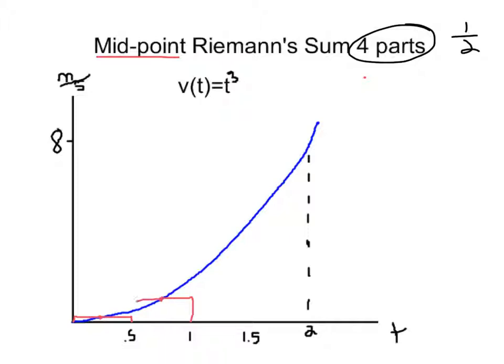So in this scenario right here, it's determined by the point in between. So that would mean that for this first rectangle, the point is determined by 0.25. Here, the height is determined by 0.75. Here, 1.25, and here 1.75. I'll give you a moment to copy down the picture of the midpoint Riemann sum.